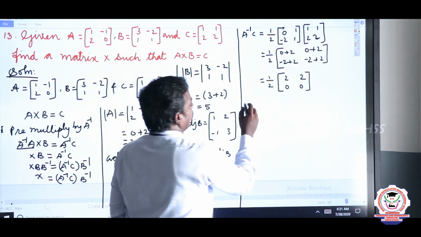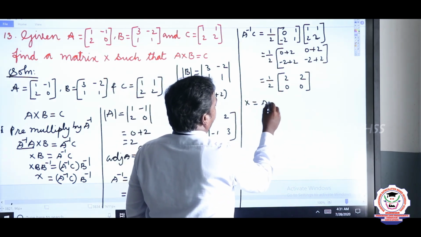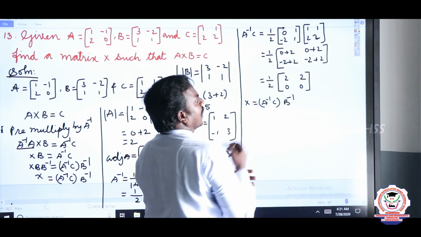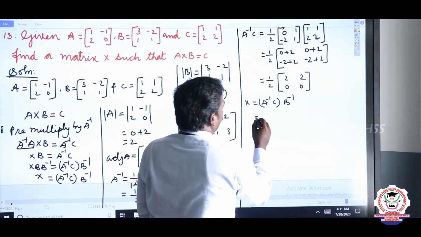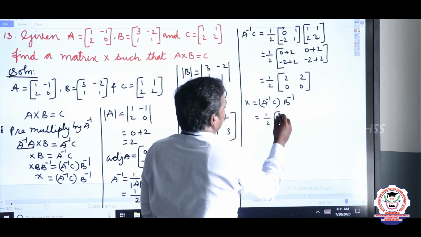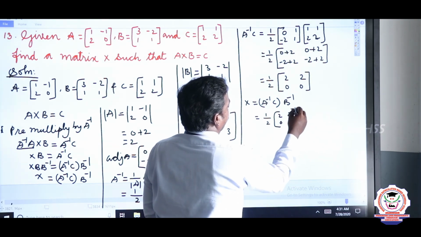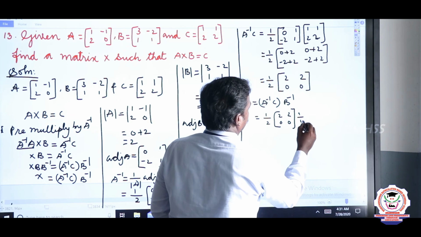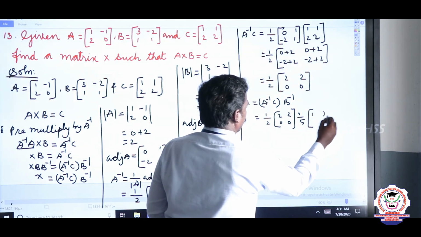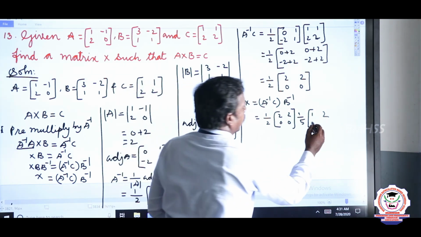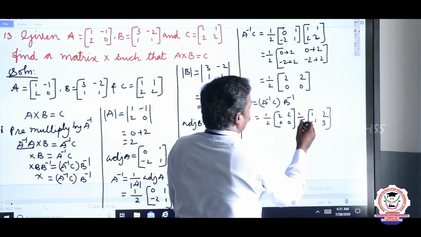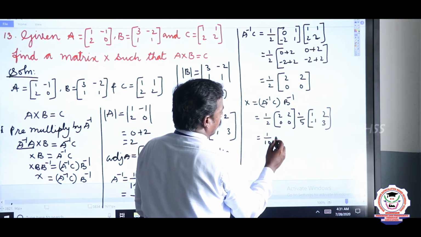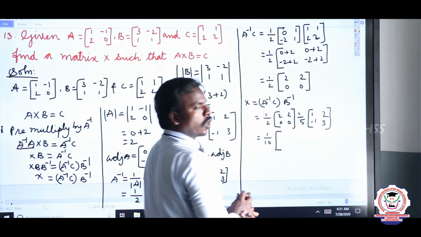To find X equal to A inverse into C into B inverse, multiply these values by B inverse: 1 by 2 into 2, 2, 0, 0. Next is the B inverse matrix. B inverse is 1 by 5 into the matrix 1, 2, minus 1, 3. Now you multiply. 1 by 2 multiplied by 1 by 5, 2 fives are 10, so 1 by 10. Now you multiply these two matrices, first row on first column of the second matrix.